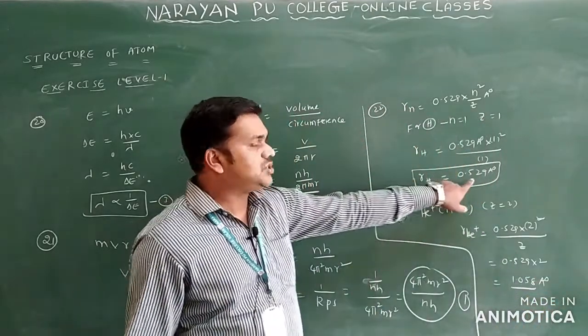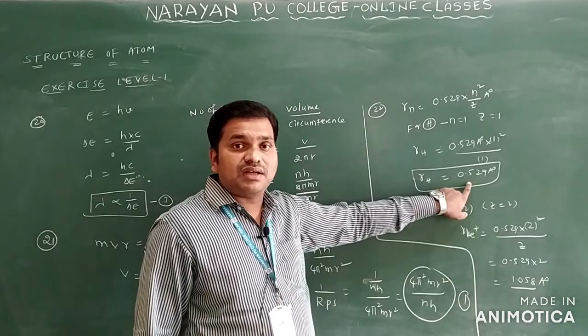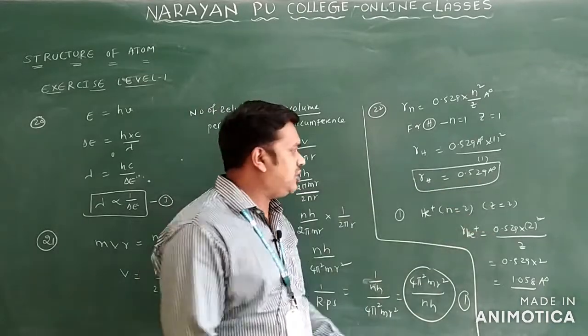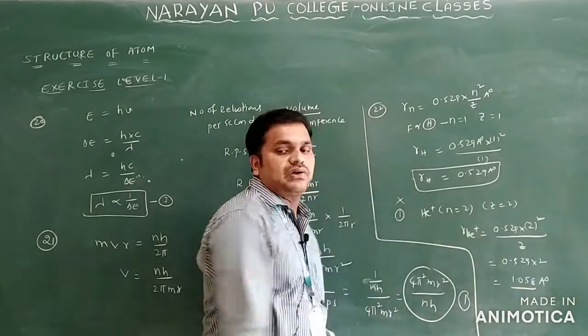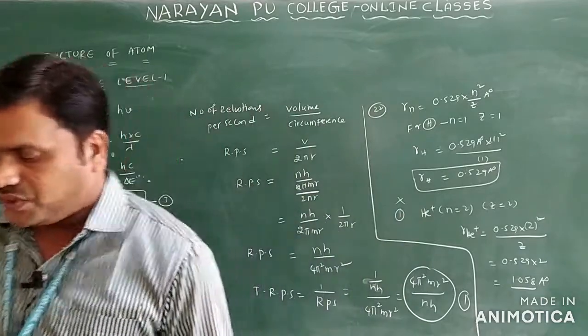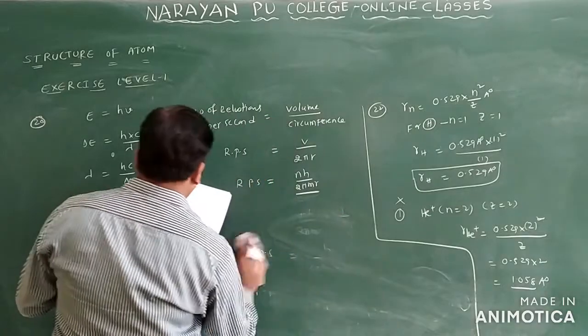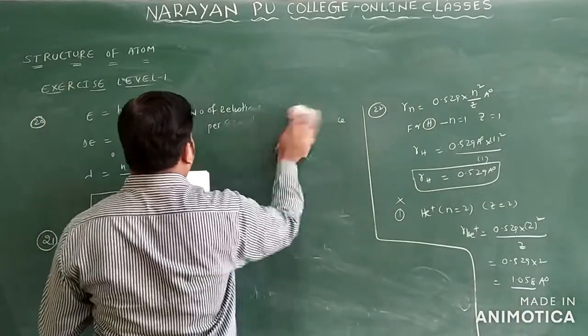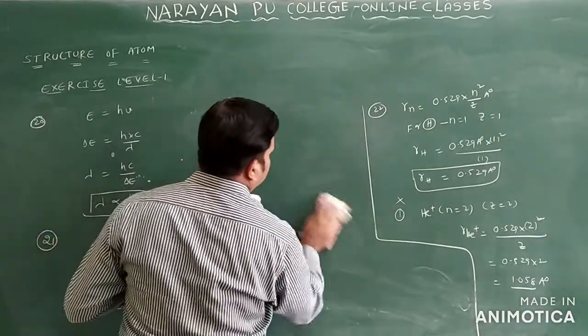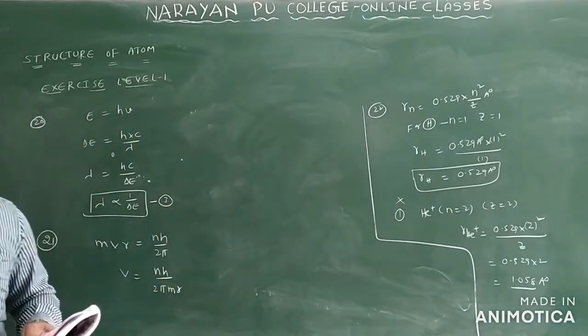Here how much you got? 0.529. Both are not the same, both are not equal. So the first option is a wrong option only. Okay, we can go for the next option. The next option given here is Li plus 3, here also n is equal to 2.